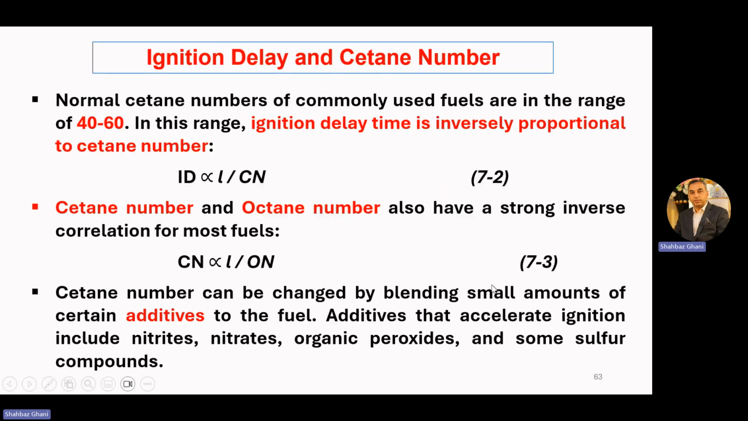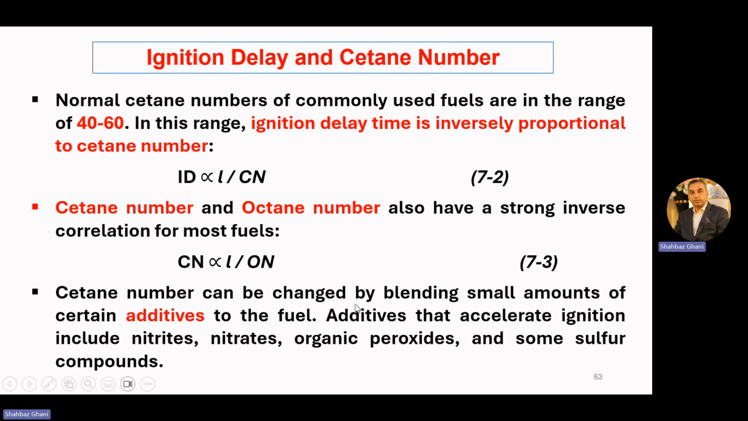Okay, remember this thing. Normal cetane numbers of commonly used fuels are in the range of 40 to 60, as we know from chapter 4. In this range, the ignition delay time is inversely proportional to cetane number. Cetane number and octane number also have a strong inverse correlation for most fuels. Cetane number is inversely proportional to octane number.